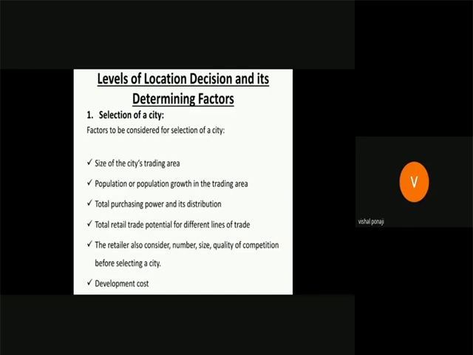Along with that, the retailer also has to consider the number, the size, and the quality of the competition which is going to be received from the competitors in that particular city. See to it how capable you are in handling the competition which is going to be faced by you or any retailer in that area from the competitors.